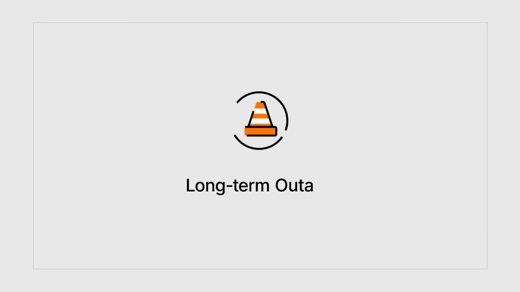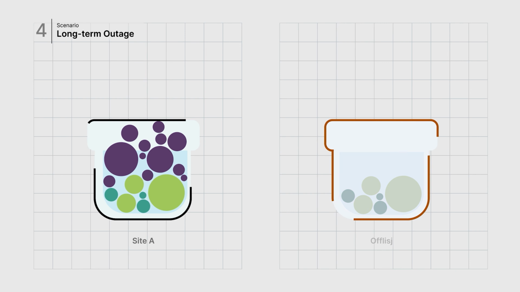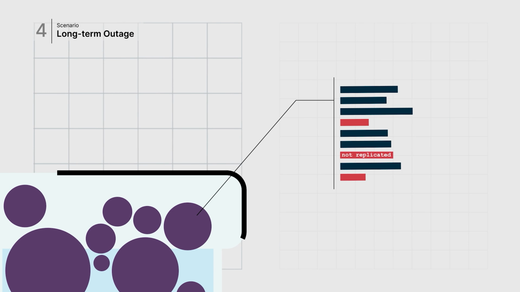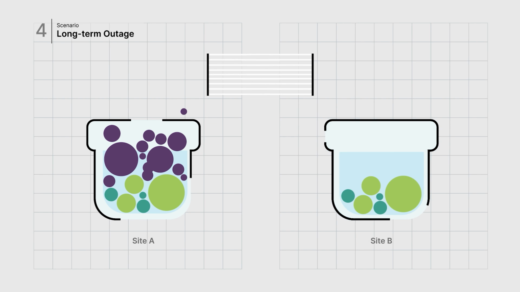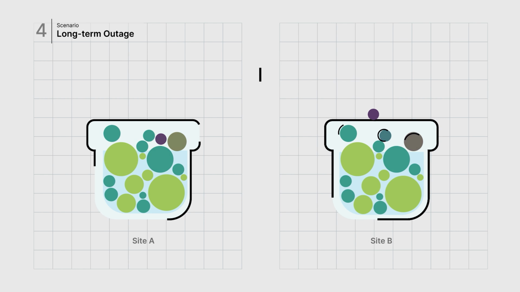In the event of a long-term outage, potentially billions of objects may be out of sync. Each object is marked and remembers its replication status in the object metadata. In this situation, when Site B comes back online, Site A will detect it and automatically initiate a healing process rather than queuing to resynchronize the data.